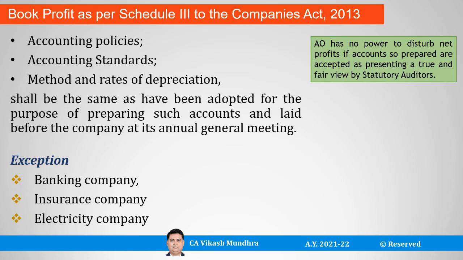I prepare two different sets to deviate, to avoid minimum alternate tax. Government says no. You are supposed to prepare the books of accounts following the same accounting policies, same accounting standards, same methods and rates of depreciation which you are following for the purpose of AGM. That means the accounts should be same.